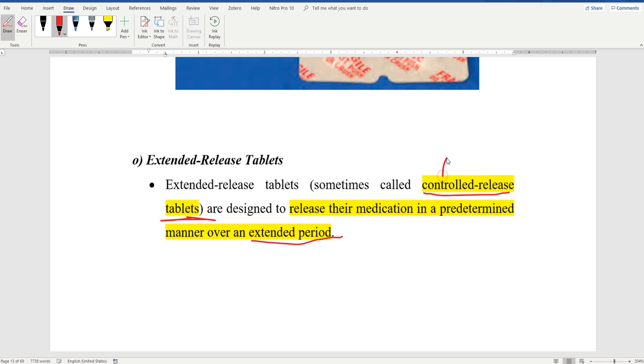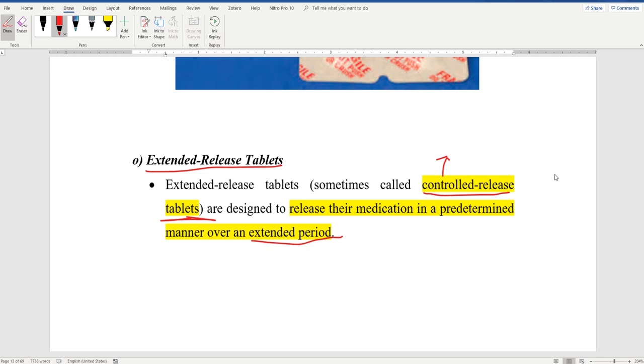Now some scientists say using controlled release tablets to describe extended release tablet is wrong. Why do these scientists say it's wrong to refer to extended release tablets as controlled release? They say the reason for this is all tablets that we produce are controlled release.